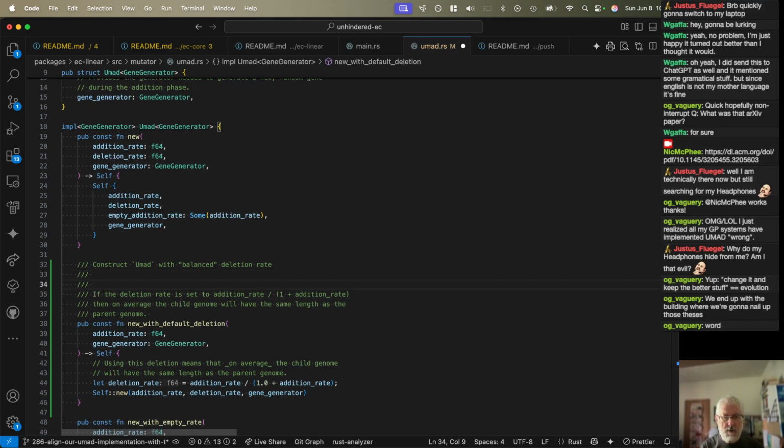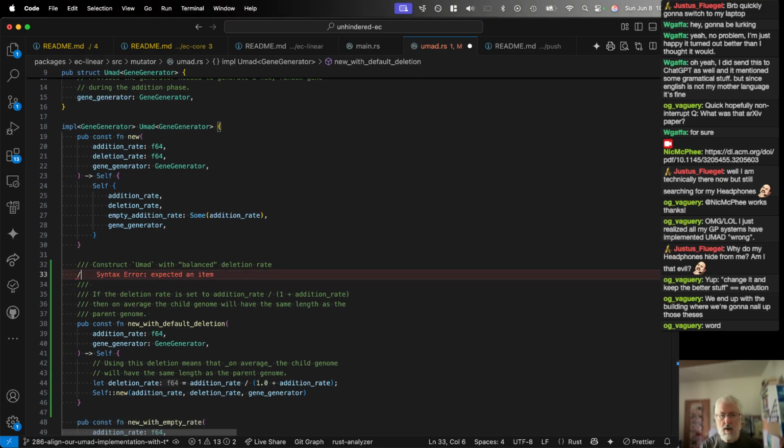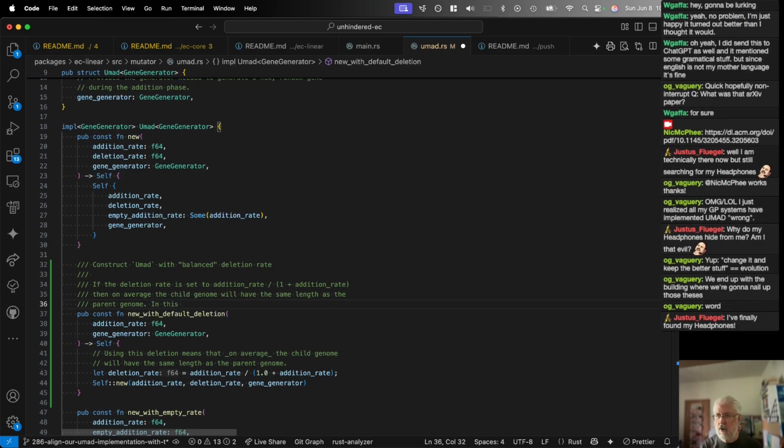So it feels like there's another paragraph missing. Maybe it goes the other way. In this. Good job, Eustace. I'm glad you found them.